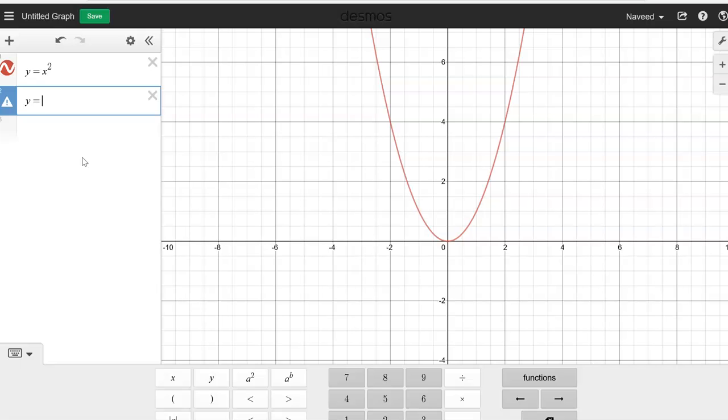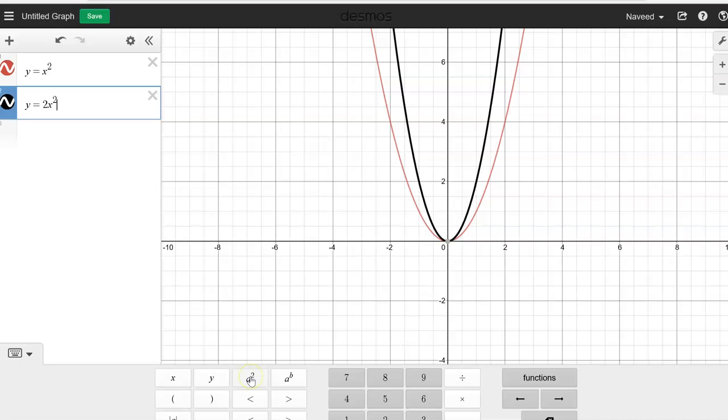Now we're going to play around and start choosing some integers. Let's start with 2, so we're going to put 2x squared. What is happening when we put 2 in front? Does the vertex of the original graph change? No, it's still 0, 0. That didn't change.